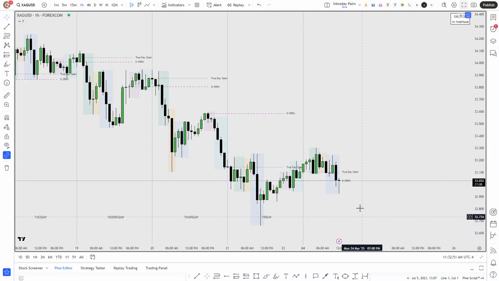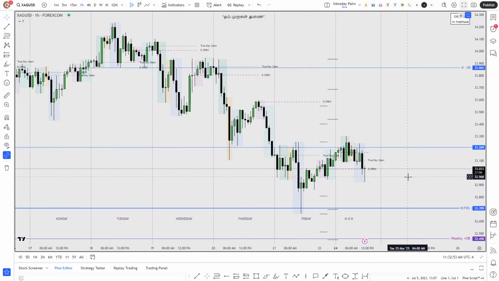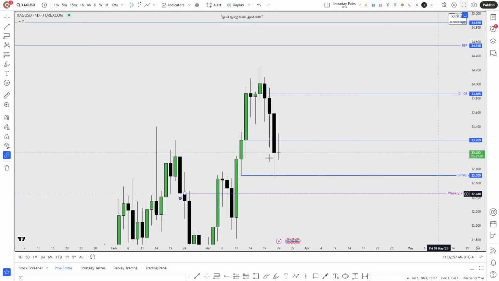And in silver, it was not at all a good one to trade today. It was totally chopping up and down, up and down. You can see it in the daily candle itself. See, it is a clear doji, which is an indecision candle.